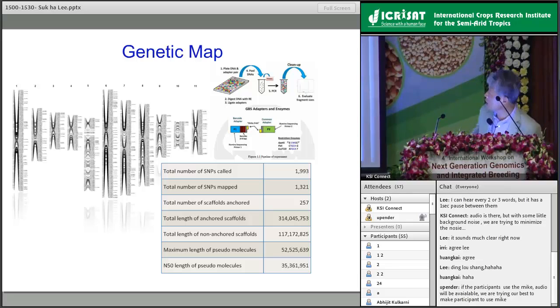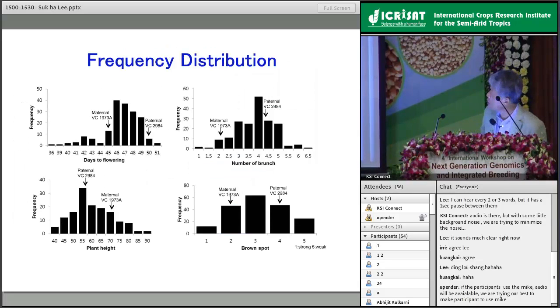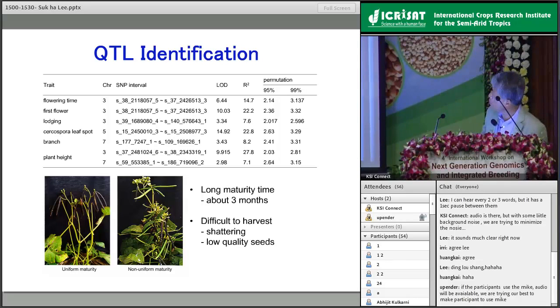Using this genetic map, we identified some QTLs. I can explain just a few of the traits here: days to flowering, number of branches, plant height, and brown spot. Most of the data shows some transgressive segregation in the recombinant inbred lines. This is the summary of the QTLs identified in this study: flowering time, first flower, lodging, and some disease traits.